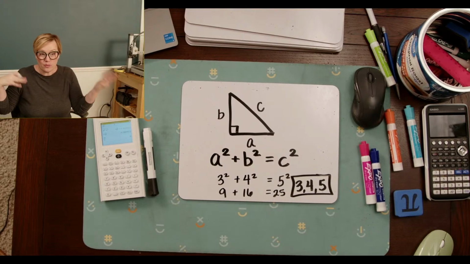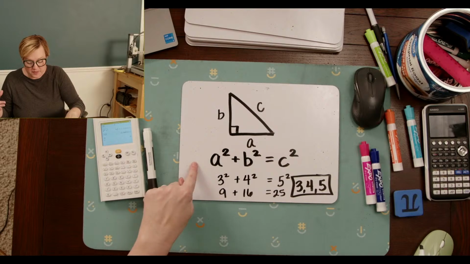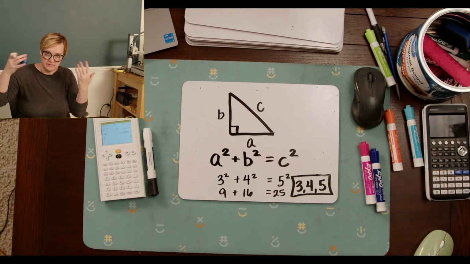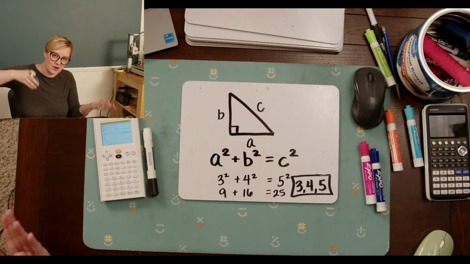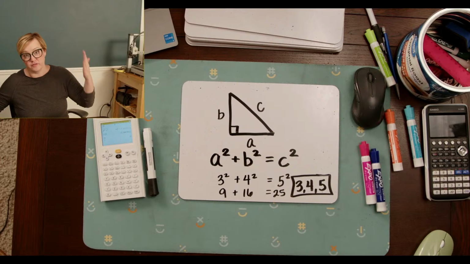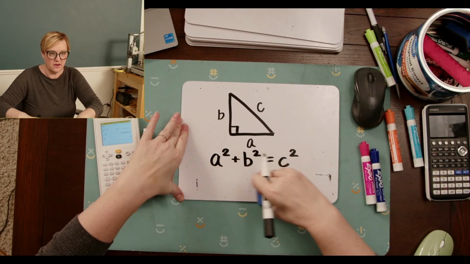So it works both ways, right? If 3, 4, 5 fit into the Pythagorean theorem, it is a right triangle. And the other way, if it's a right triangle, the sides of the triangle will fit into the Pythagorean theorem. Okay. All right.